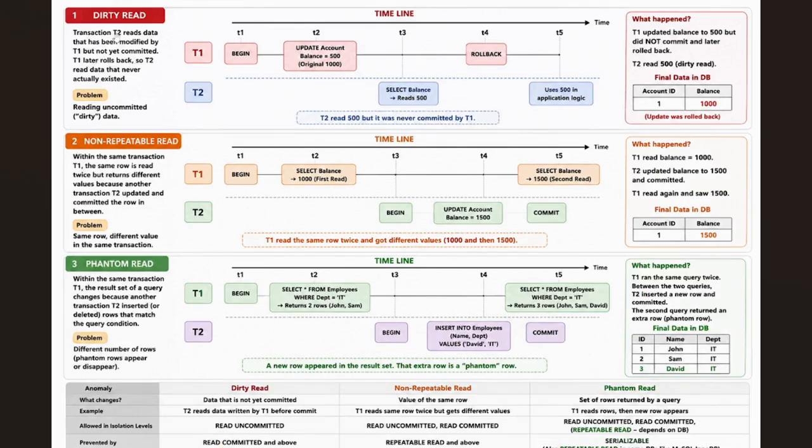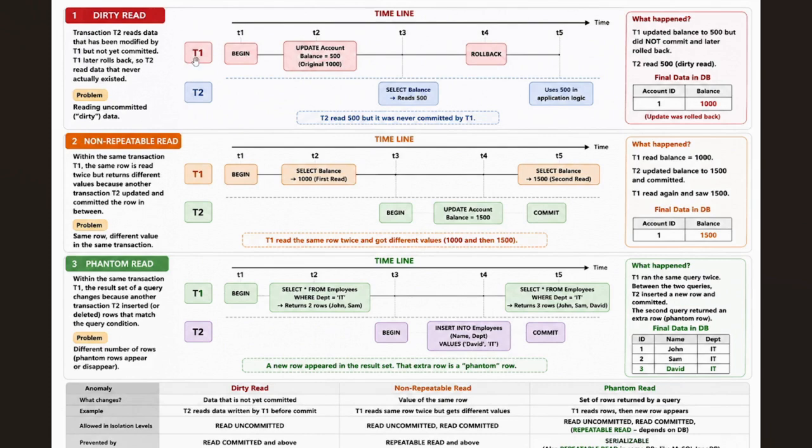See, there are three types of transaction anomalies. First is dirty read. So when we say dirty read, it means uncommitted data. Data which is actually uncommitted is called dirty data, and reading that dirty data is called a dirty read. Now let's understand this from an example.